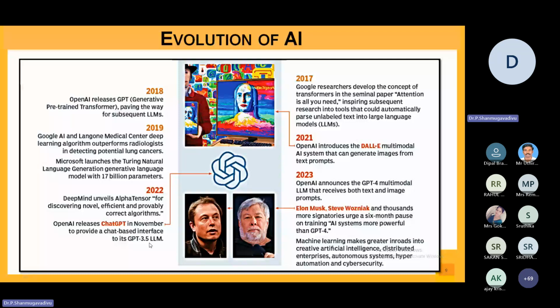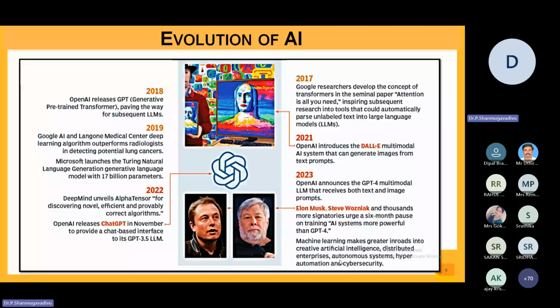Then in the year 2023, OpenAI announces GPT-4, a multimodal LLM that receives both text and image prompts. Then Elon Musk and Steve Wozniak and thousands of other signatories urged a 6-month pause on training AI systems more powerful than GPT-4. So now they are making their best effort to make GPT more powerful and on par with human intelligence. So machine learning makes greater inroads into creative artificial intelligence, distributed enterprises, autonomous systems, hyper automation and cyber security. So these are all the promises AI has.